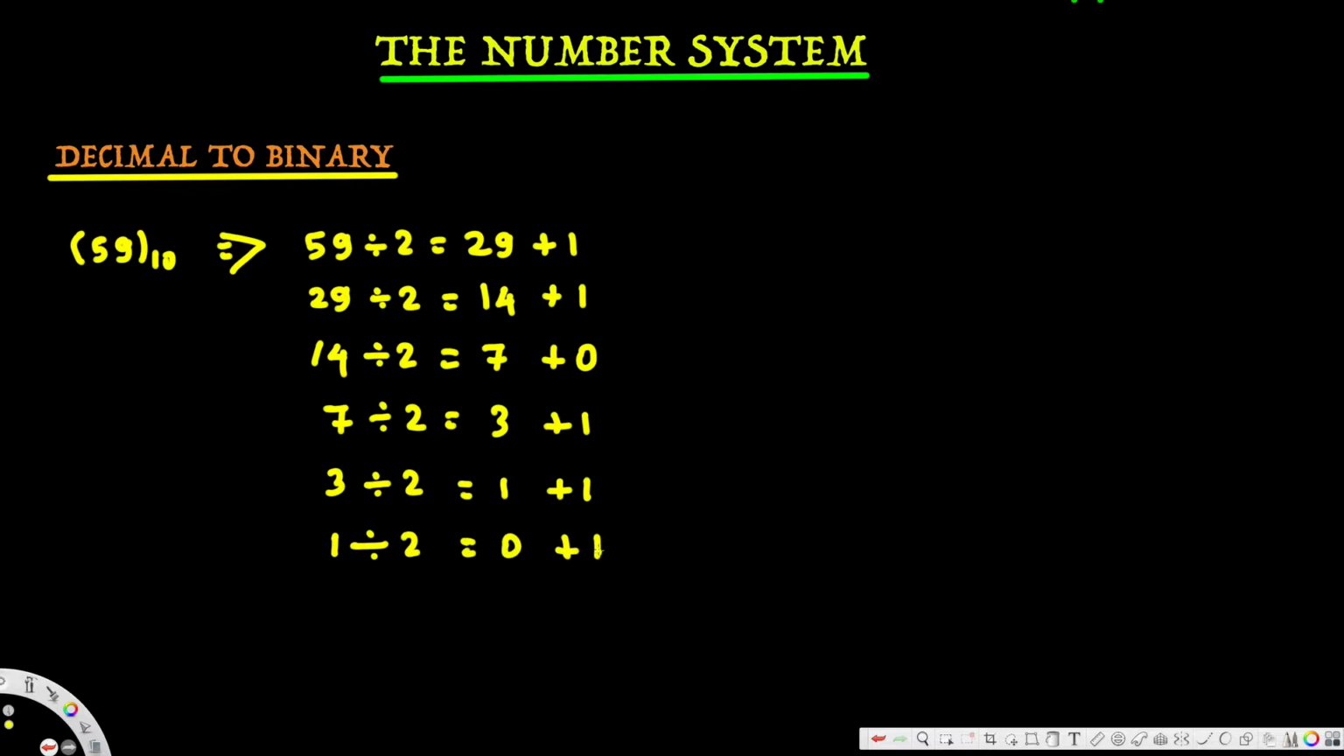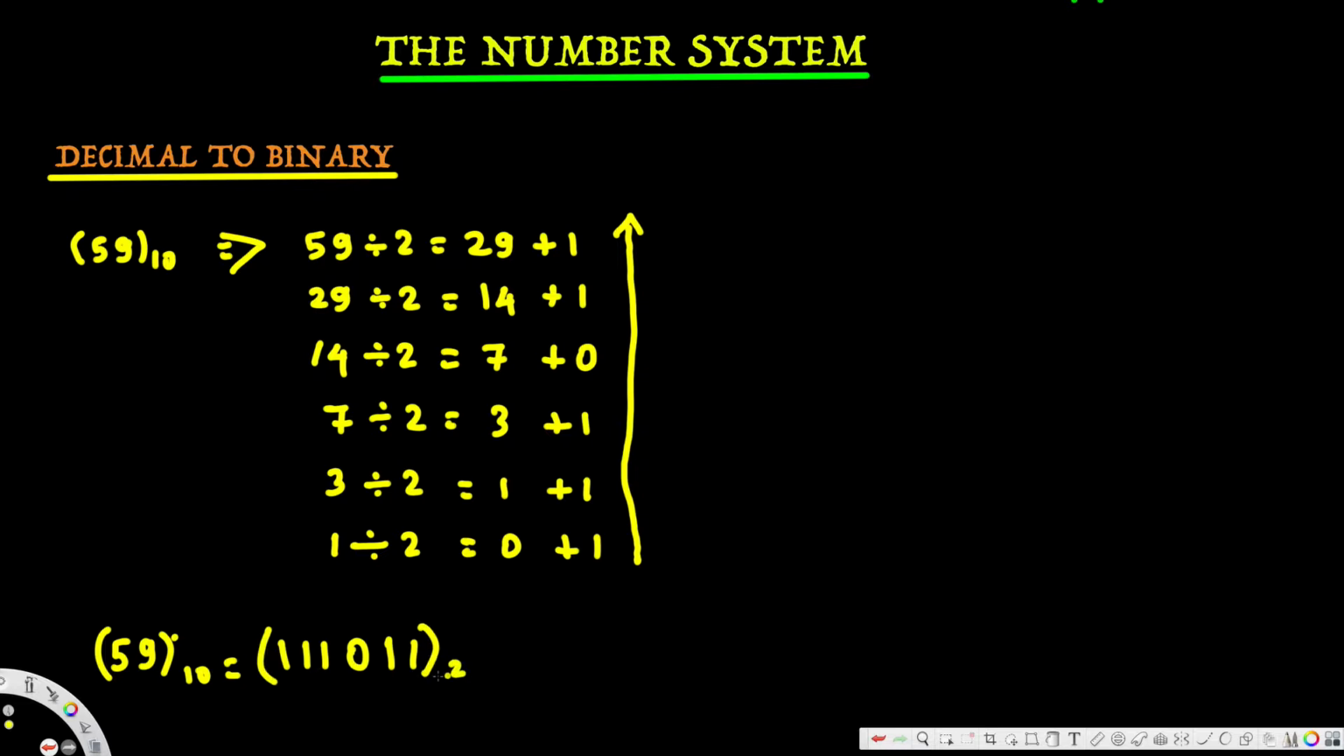Okay, so this is what we get when we convert from decimal to binary, but we have to read this from bottom to top. So the conversion is going to be 59 base 10 is equivalent to 111011.